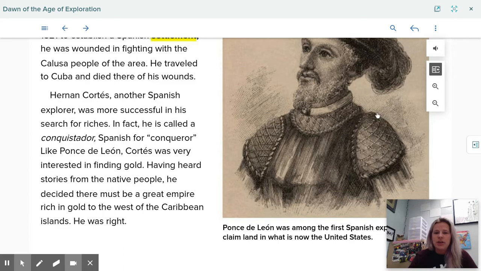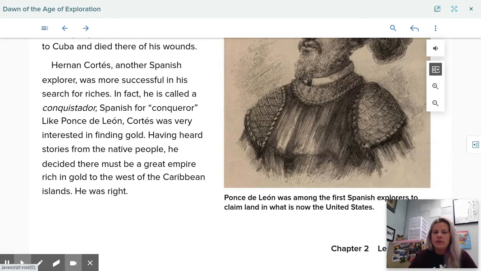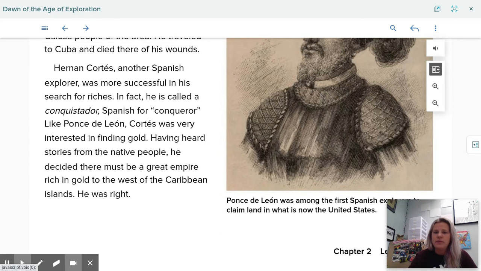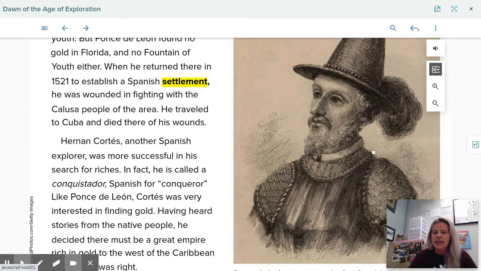And this is a picture here of Juan Ponce de Leon, who was among the first Spanish explorers to claim land in what is now the United States. And he, like I said, claimed Florida for Spain.